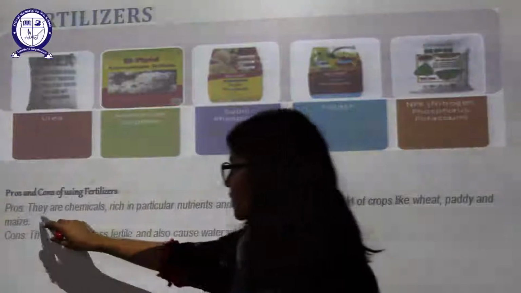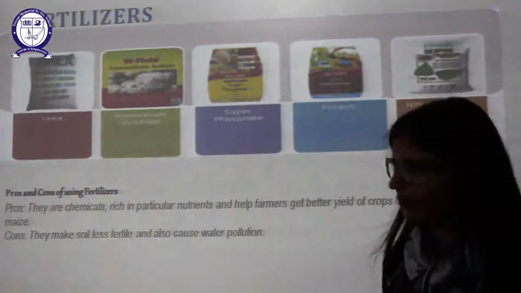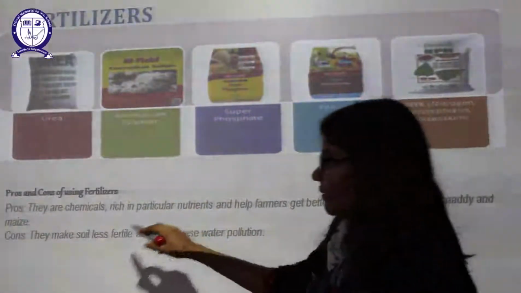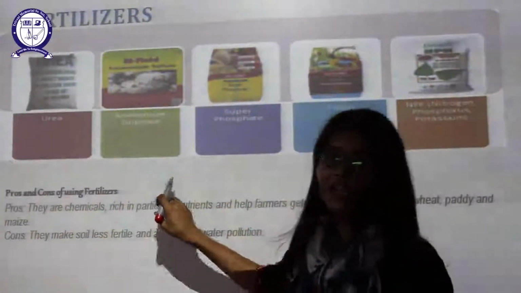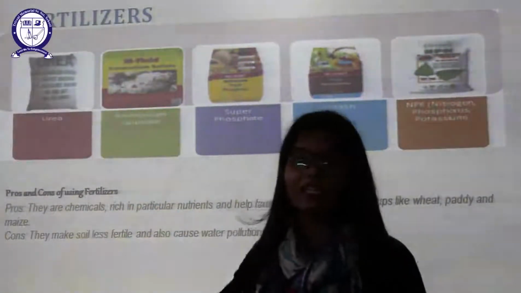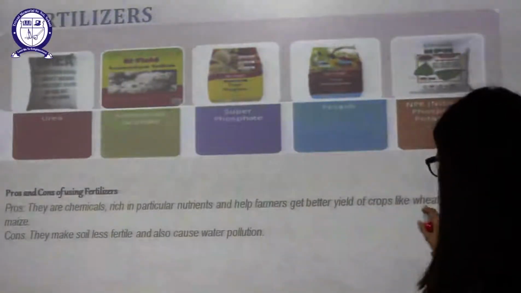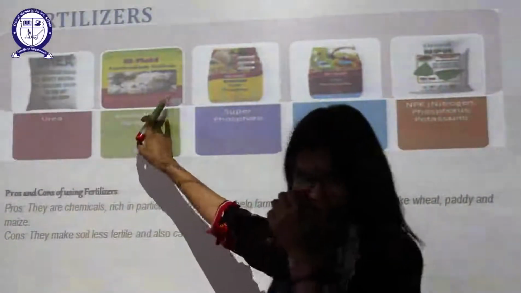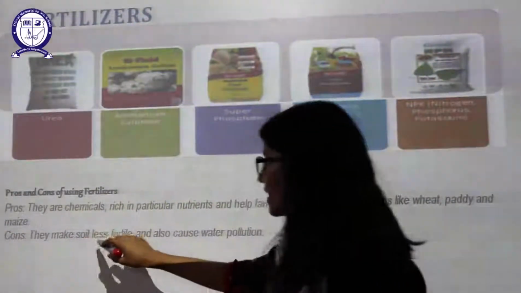Pros: they are rich in particular nutrients, they have more nutrients than manure, which actually helps the farmer. But they are chemical, so ultimately they can harm the plant, your crop, and your health. But you will get better yield, like wheat, paddy and maize, when you use the fertilizer. But if you overuse the fertilizer, it will damage your crop. And cons are they make soil less fertile.